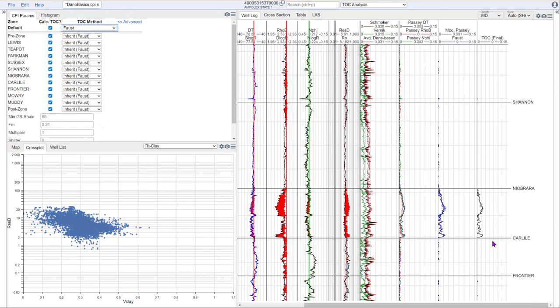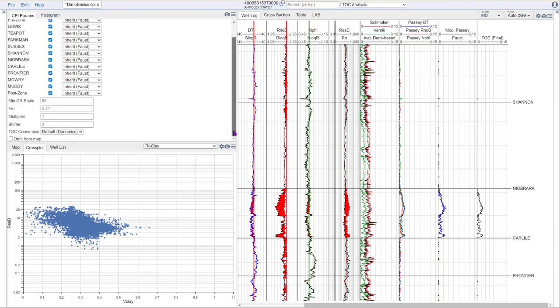So that's one key. The other thing that you need to keep in mind is that we're calculating this TOC in weight percent. And if you're going to feed this into something like mineral inversion, you're going to want to convert this to a kerogen. I find that the old Schlumberger method for converting TOC in weight percent to kerogen in volume percent is quite robust, and that is the one that I typically go with myself.